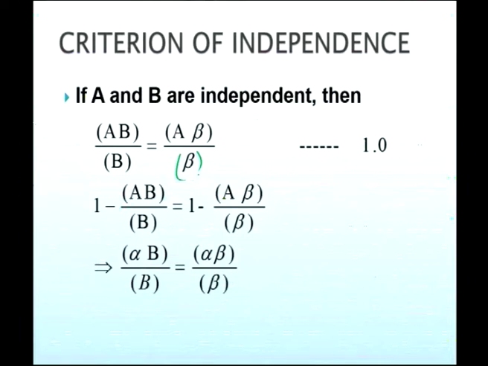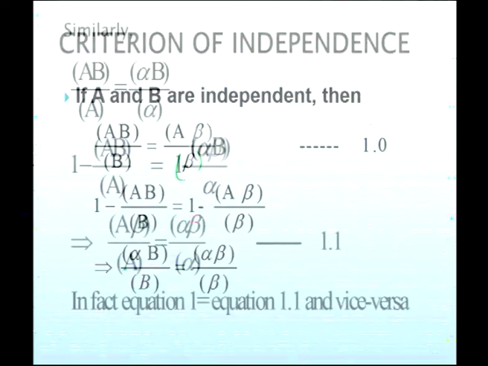Okay. 1 minus AB by B is equal, that is taking negative on both sides and subtracting with 1. 1 minus AB by B is equal to 1 minus A beta by beta. 1 minus AB by B is B minus AB, that is written as alpha B divided by B, is equal to beta minus A beta, which is alpha beta by B.